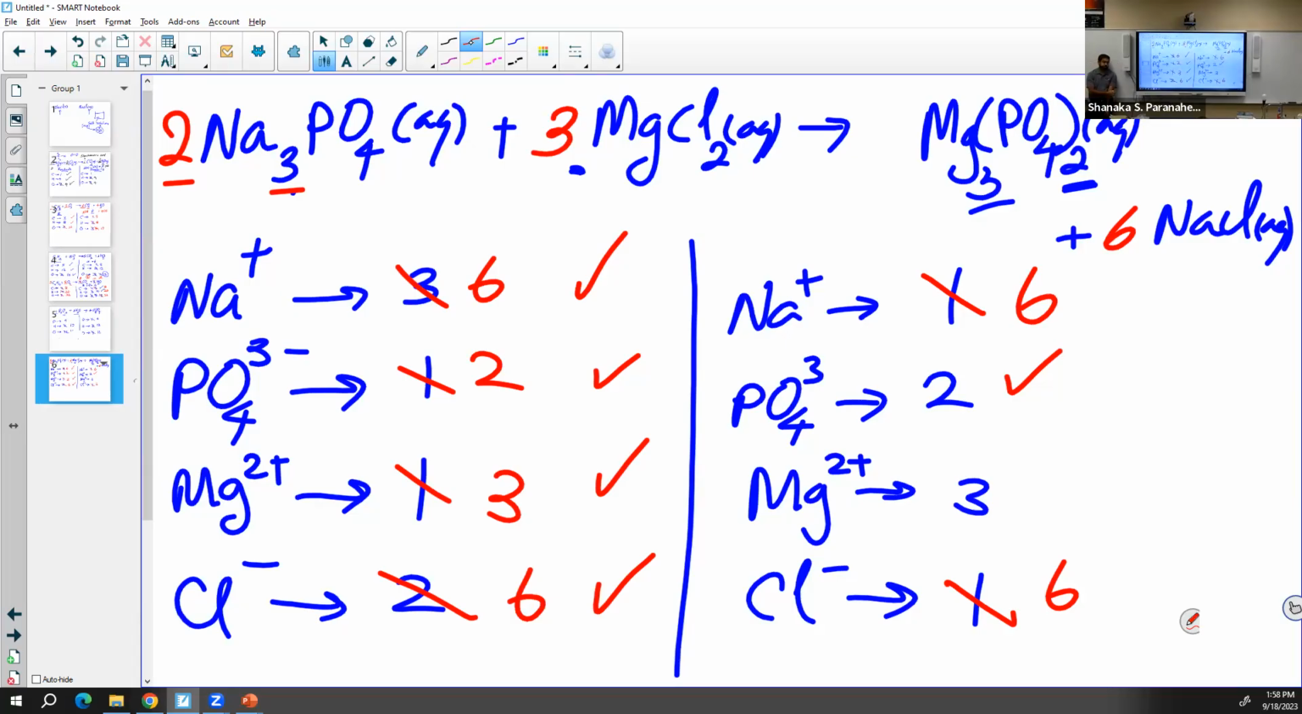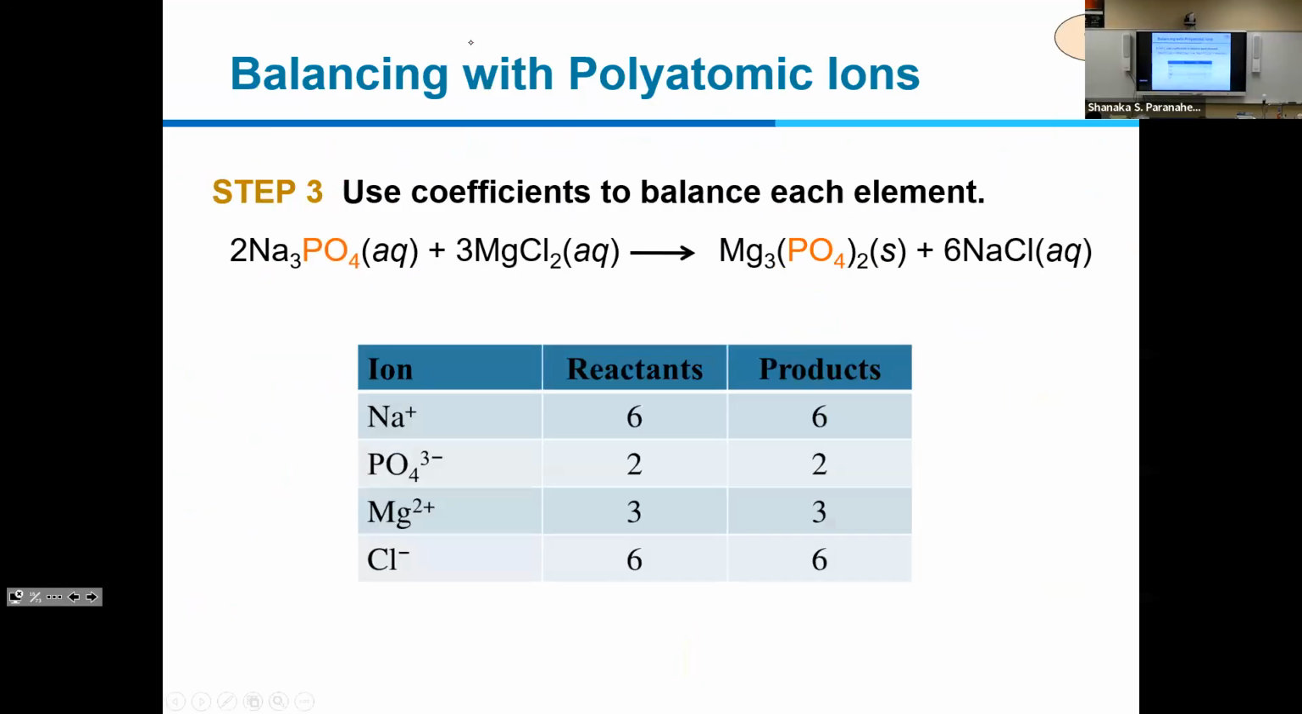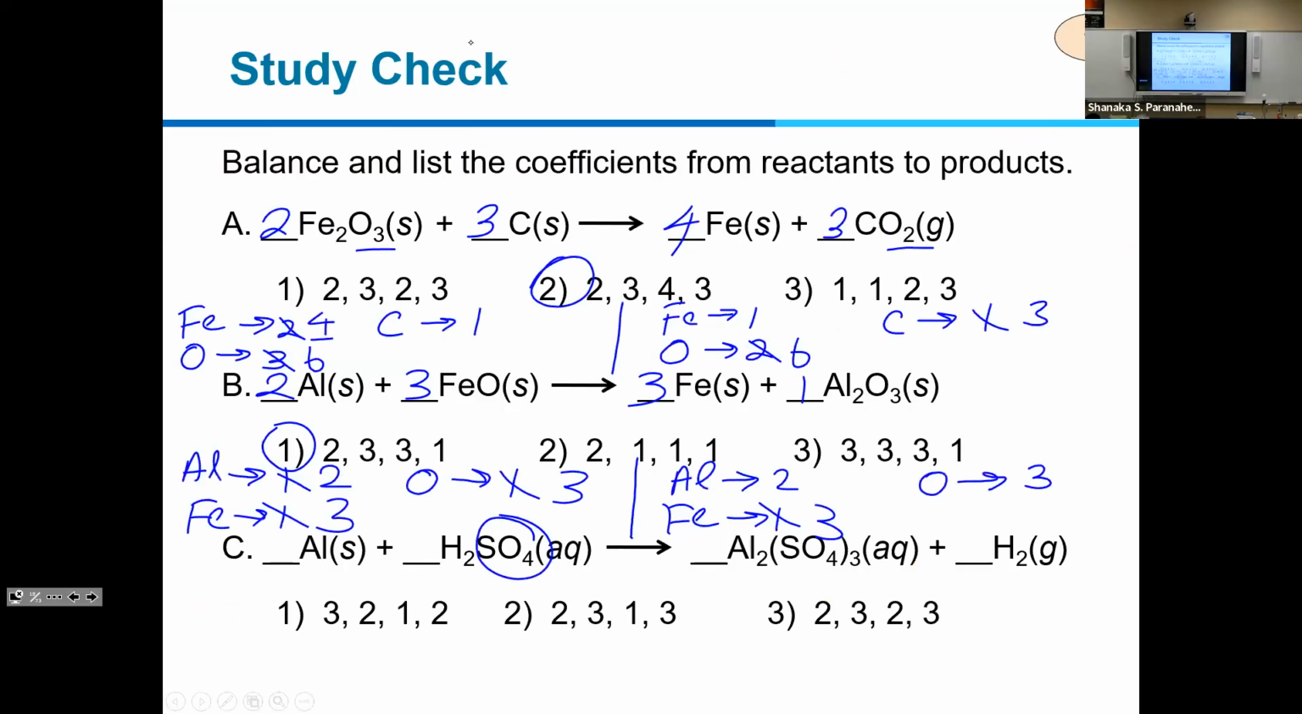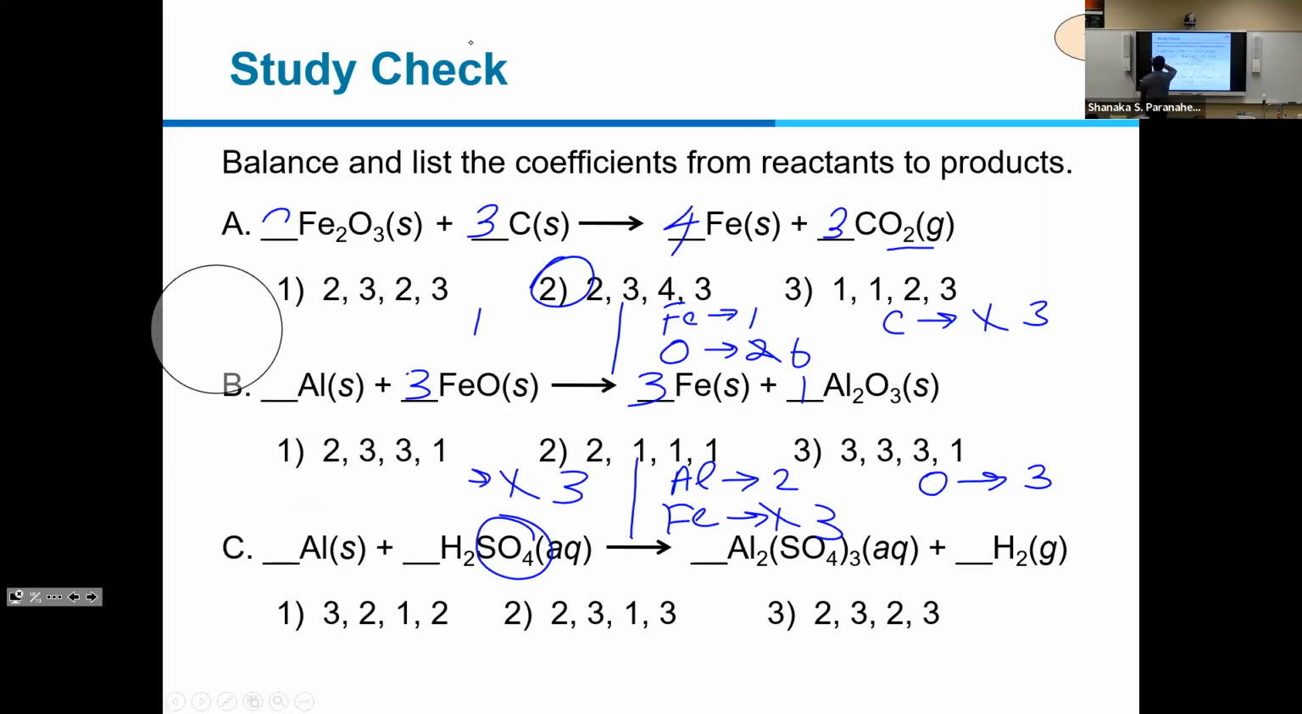Any questions? You will get 1 or 2 like this in the exam and 1 or 2 like the previous one in the exam. Okay, so now you should be able to balance the last one, because it has a polyatomic group and it's a simple reaction.